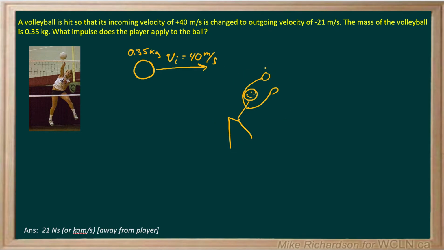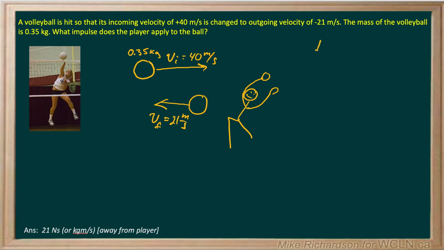Now this pathetic diagram that I've drawn here, this little stick man, is our volleyball player. The volleyball is going to travel to the right, and this player is going to exert a force on the ball and drive the ball back to the left. So the ball will change direction and end up moving off with a final velocity to the left of 21 meters per second. And if we know the mass of the ball and the initial and the final velocity, we want to know what impulse the player applies to the ball.